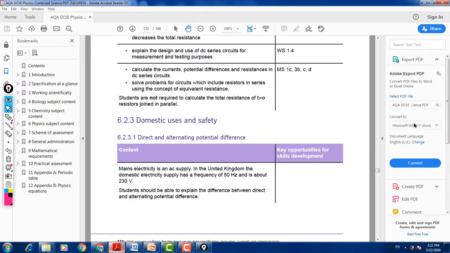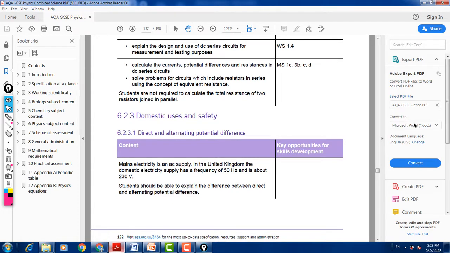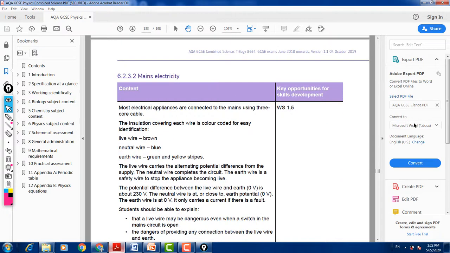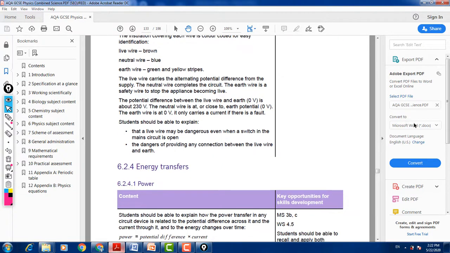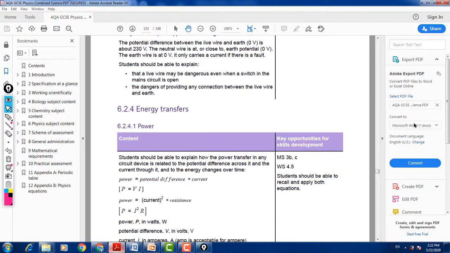After the series and parallel circuits, we will discuss the domestic uses and safety, in which we will study direct and alternating potential difference. And then comes mains electricity. And after that, we'll have energy transfers in terms of electricity.